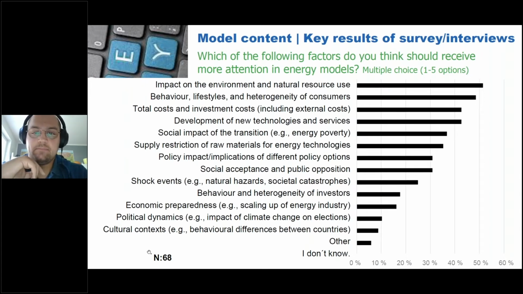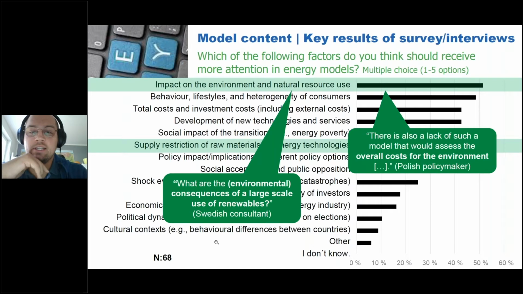Next slide, please. And on top of this ranking, we find what is a bit surprising also for me, that the impact on the environment and natural resource use should be modeled better in the coming or the future models. And we also found this in the interviews.